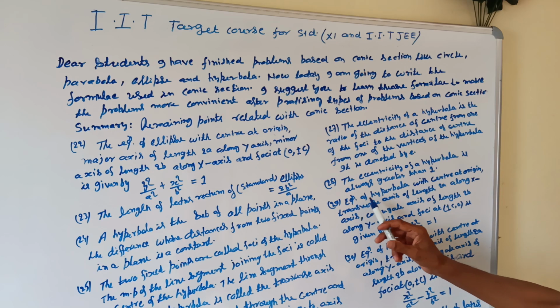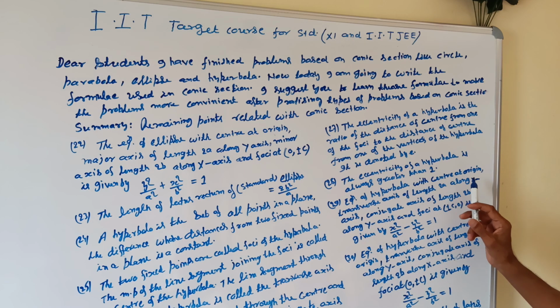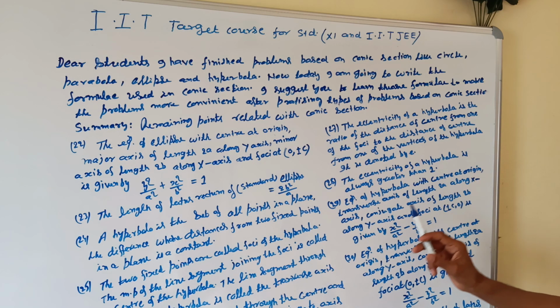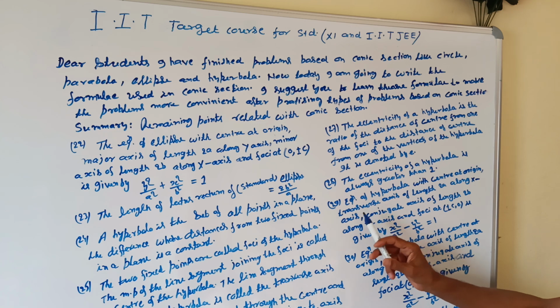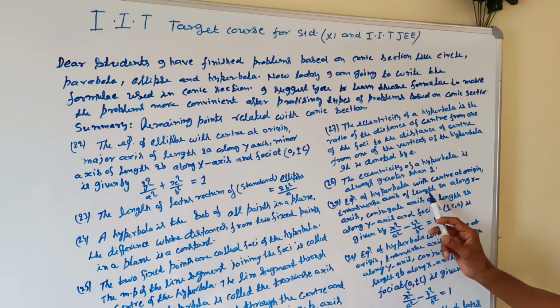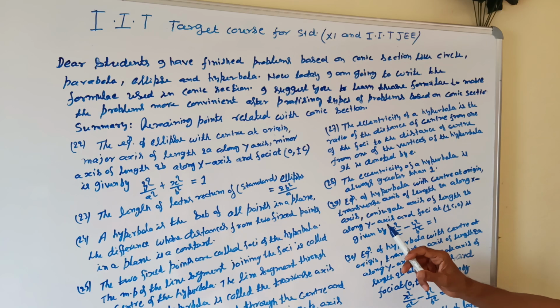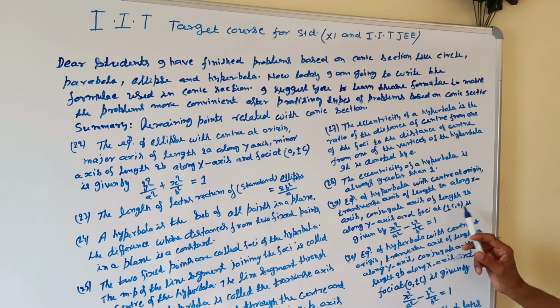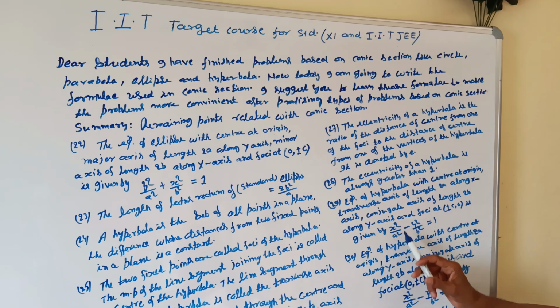29: Equation of a hyperbola with center at origin, transverse axis of length 2a along the x-axis, conjugate axis of length 2b along the y-axis, and foci at (±c, 0) is given by x square by a square minus y square by b square equal to 1.